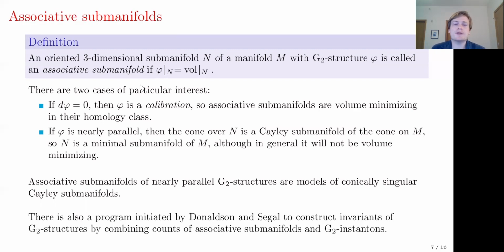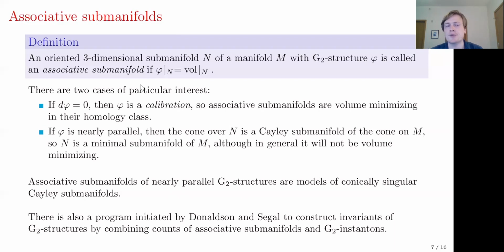I'll also say that there's a program initiated by Donaldson and Segal to construct invariants of G2 structures. And the way you build this invariant of a G2 structure is that you want to count the associative submanifolds. It should be possible to count those in some way, and also count gauge theoretic objects called G2 instantons. And if you somehow match the counts correctly, they should together form an invariant of the G2 structure. So this is lingering in the background as motivation, because although you might want to apply this invariant to the case where the manifold has holonomy G2, it's expected that you're going to have to widen your scope away from manifolds with holonomy G2 to general G2 structures.